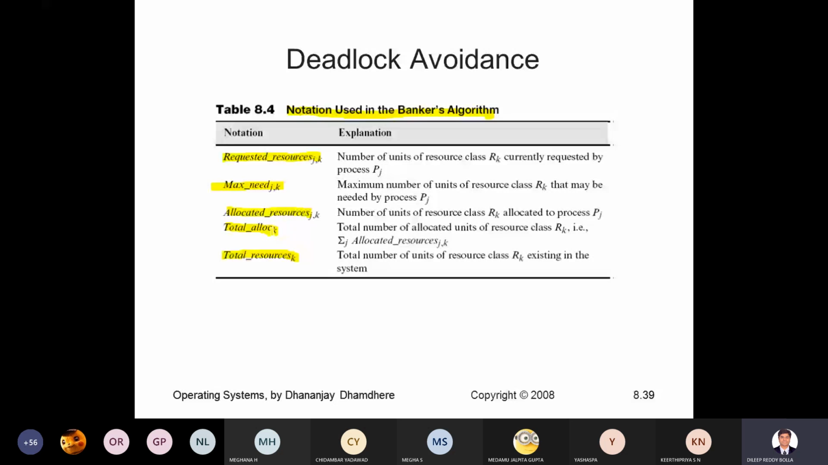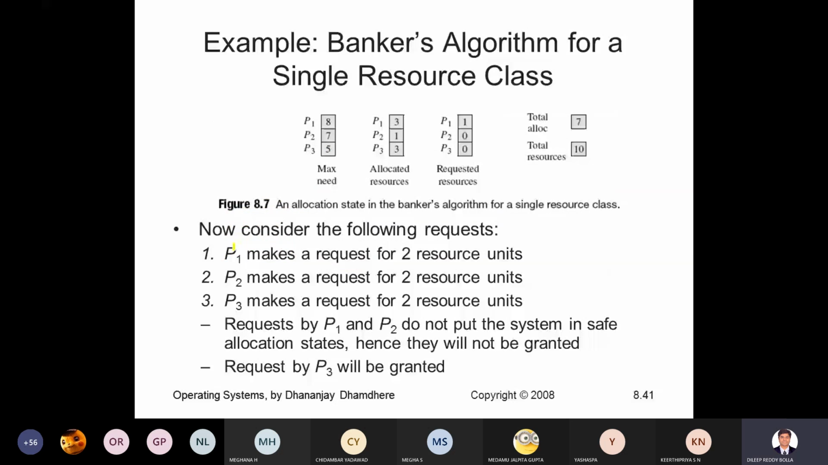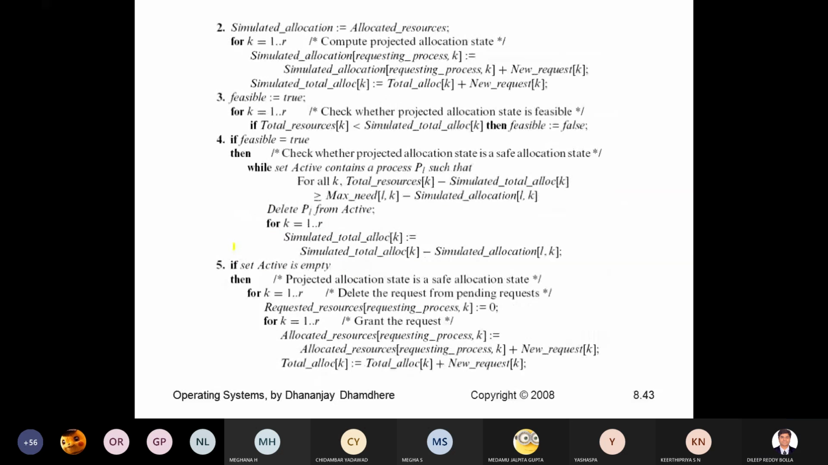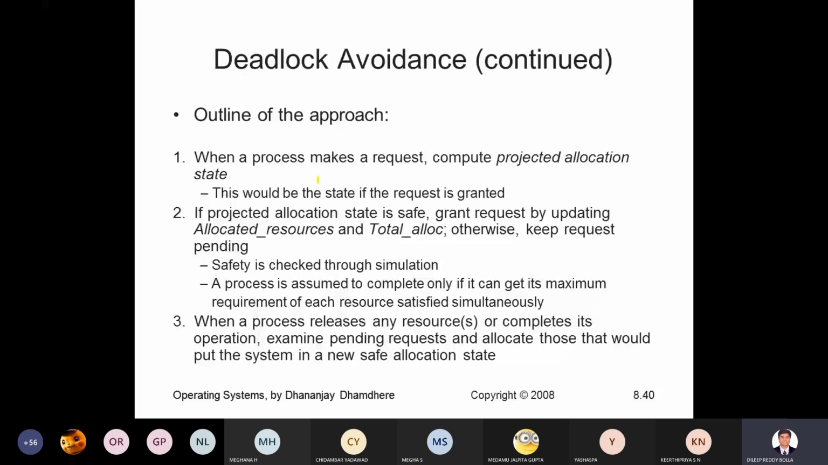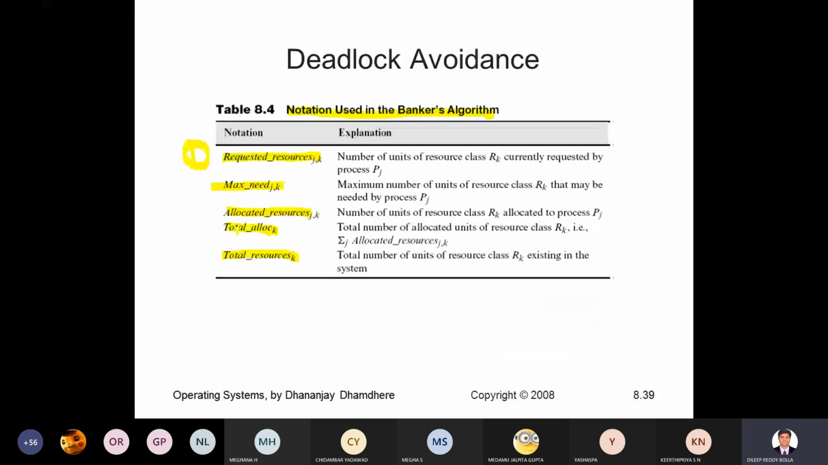Requested resource. I'll show you the context where we are going to use it so that you'll understand. You see this one here. In this case, we have the algorithm, right? In this algorithm, if you see these names, we use allocated resources, requested resources, and we use these notations. These notations have been given here. Let's go through them quickly.